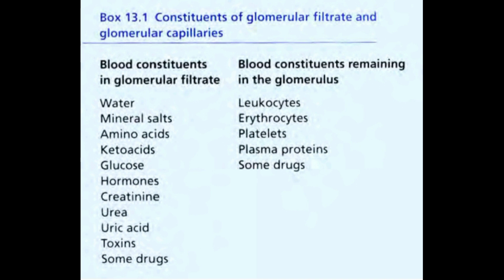Blood constituents in glomerular filtrate: water, mineral salts, amino acids, ketoacids, glucose, hormones, creatinine, urea, uric acid, toxins, some drugs. Blood constituents remaining in the glomerulus: leukocytes, erythrocytes, platelets, plasma proteins, some drugs.